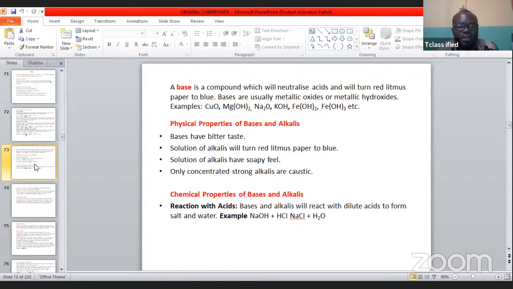Okay, so we also have chemical properties of bases and alkalis. Most importantly, their reaction with acid, like we know. When they react, we have what we call a neutralization reaction, producing salt and water. Okay, so let's quickly look at similar problems that we can have in pH calculation. So, calculation of pH.